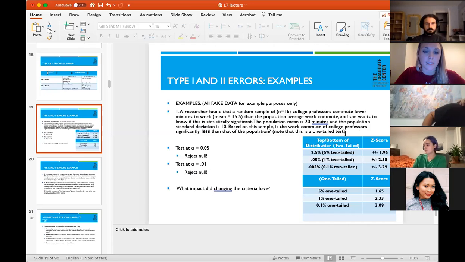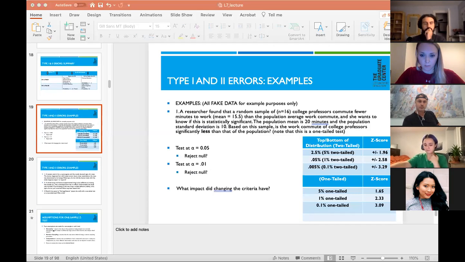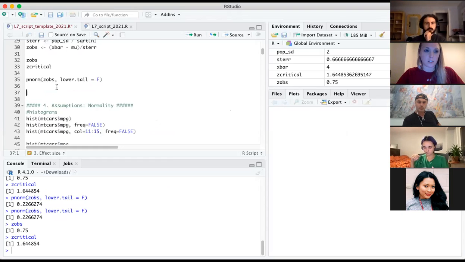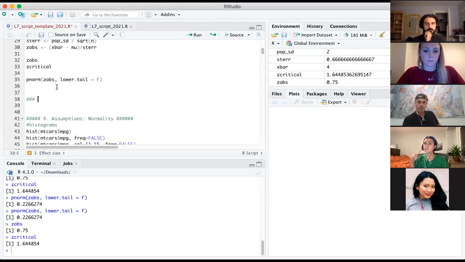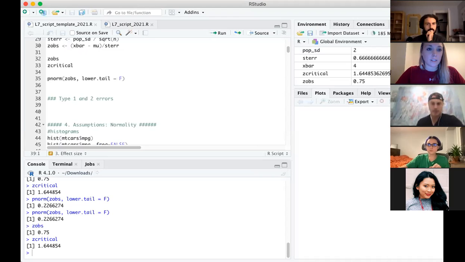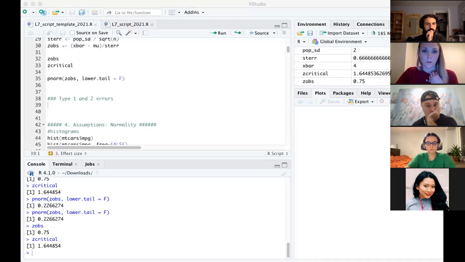So let's test this in R. If you want to open R back up, let's see. My R window keeps minimizing here. All right, can you guys see my RStudio? Okay, type 1 and 2 errors. If you want to follow along, you are welcome to.